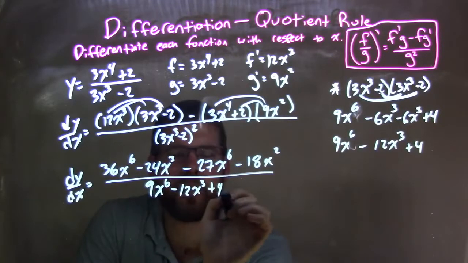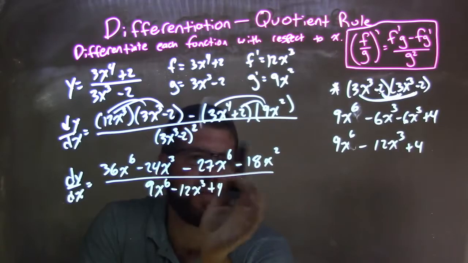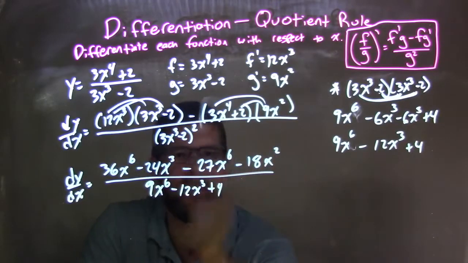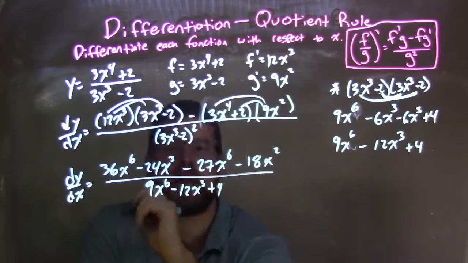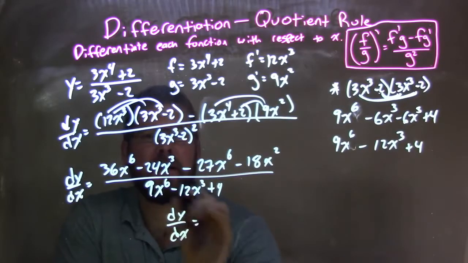And 9, 12, and 4 have no common factors, so I can't simplify anything up top. There's no point pulling a common factor up top if there were any. And so when I rewrite my final answer here, dy/dx, I'm going to combine my like terms.